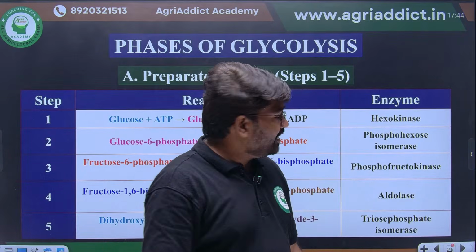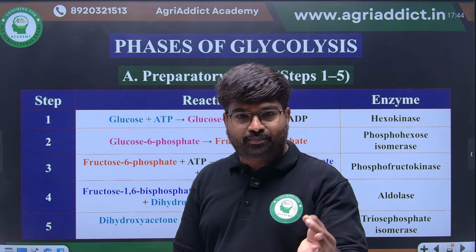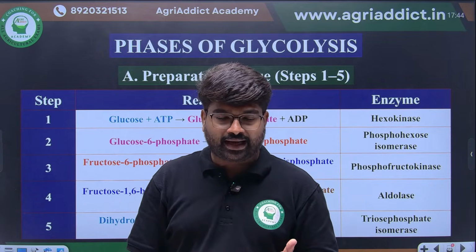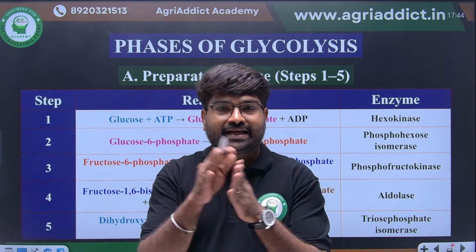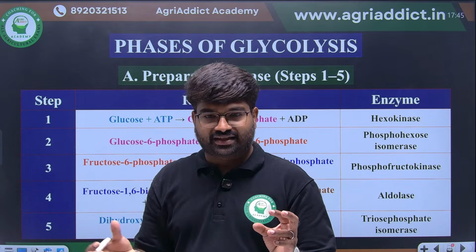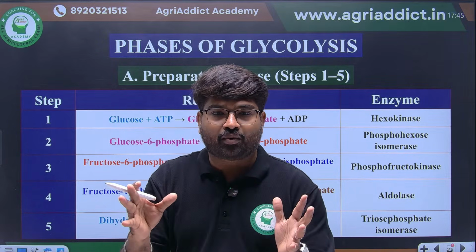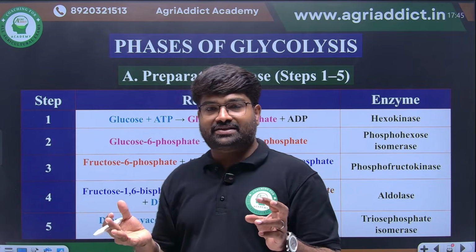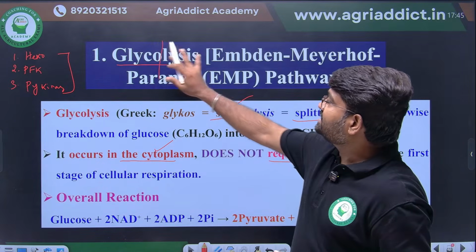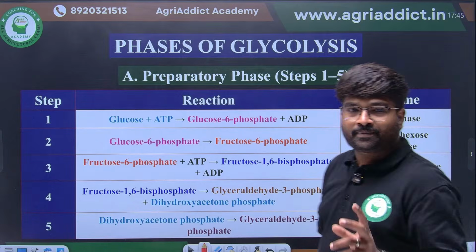If you see glycolysis, there are 2 different phases. First is the preparatory phase and second is known as the payoff phase. In the preparatory phase, ATP will be utilized. In the payoff phase, ATP will be synthesized. The ultimate role of respiration is degrading the biomolecules to produce energy. I forgot to say, glycolysis we can also call the Embden-Meyerhof-Parnas pathway. You just remember the EMP pathway.